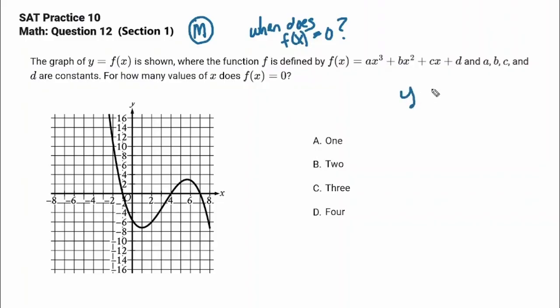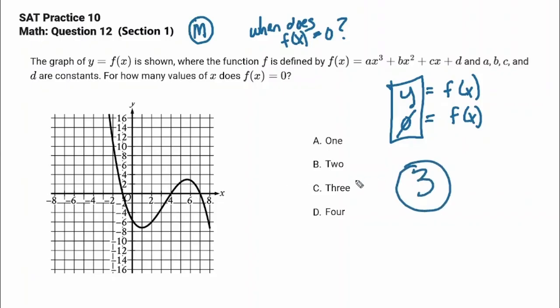So what do you know? You know that y equals f of x, and you know that f of x equals what in the question? 0. So what's y? Y is 0. All right, how many times does that happen? Well, y is 0 when it's on the x-axis. How many times does that happen? 1, 2, 3. That's it, man. This is a one-step problem. The answer is C. Get it right in 5 seconds and move on.